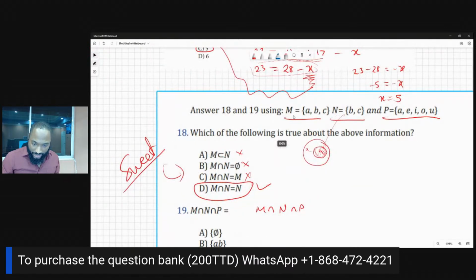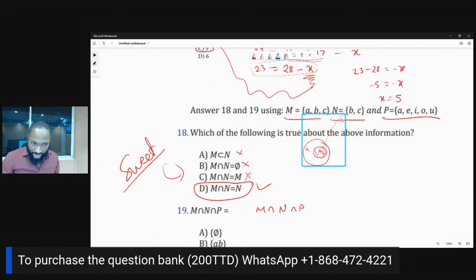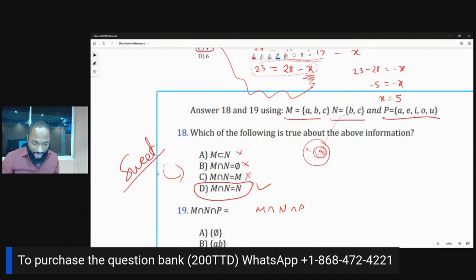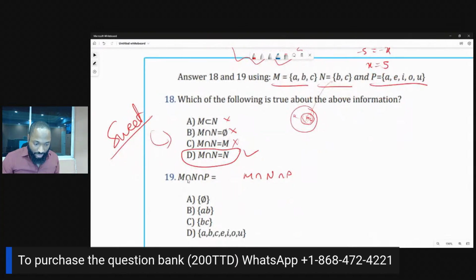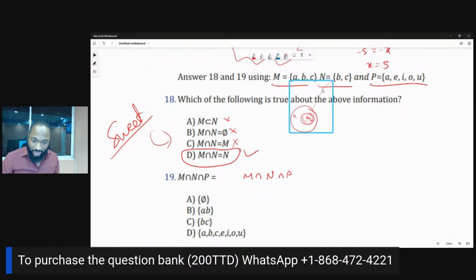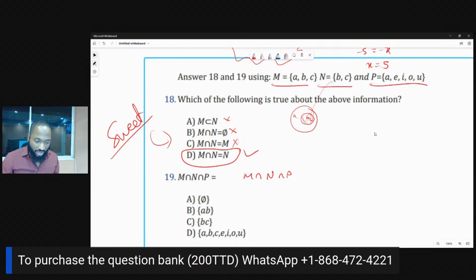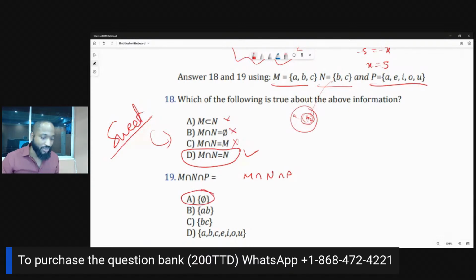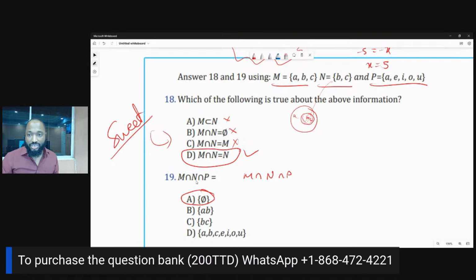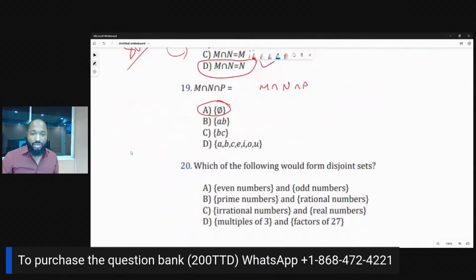I want something that is in M, that is in N, and that is in P at the same time. That's what it's saying? It's in M, N, and P at the same time. There's nothing. Nobody doing that. Nobody holding down that role. So that's an empty set. An empty set. Cool.